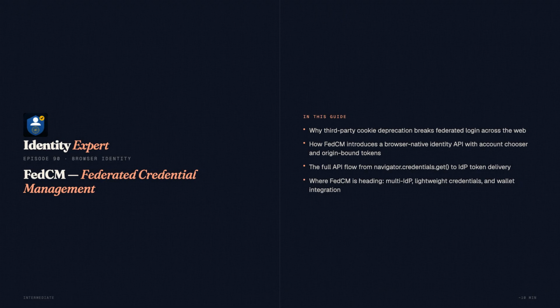In this guide: why third-party cookie deprecation breaks federated login flows across the web, how FedCM introduces a browser-native identity primitive with an account chooser, credentialed requests, and origin-bound tokens, how the API flow works from navigator.credentials.get through IDP token issuance, and where FedCM is heading with multi-IDP support, lightweight credentials, and verifiable credential integration.